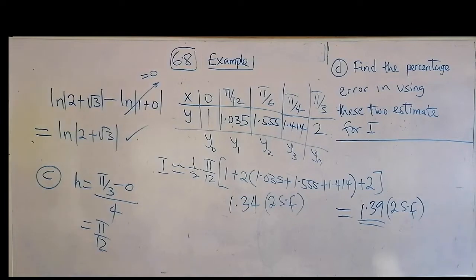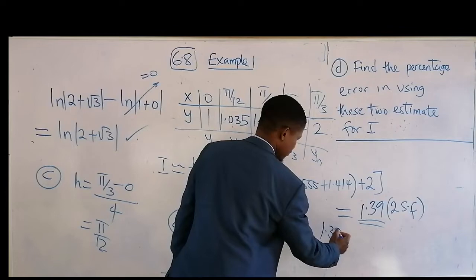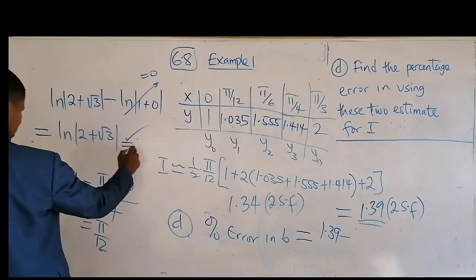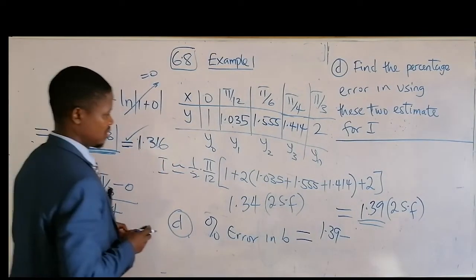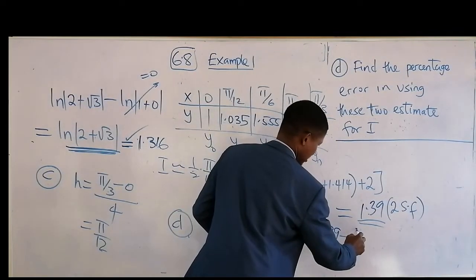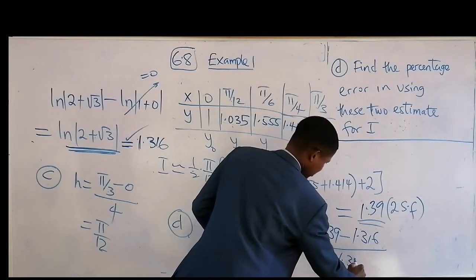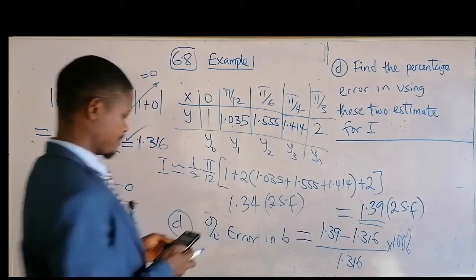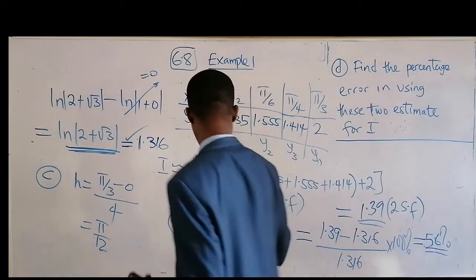So we'll finish the C part. We're going to find the percentage error. The new value we have in B, 1.39, minus the original value, which is the one in A, 1.316. So the error in B will be the new value minus the original value, that's 1.39 minus 1.316, all over the original value 1.316, times 100%. That gives 5.6%.